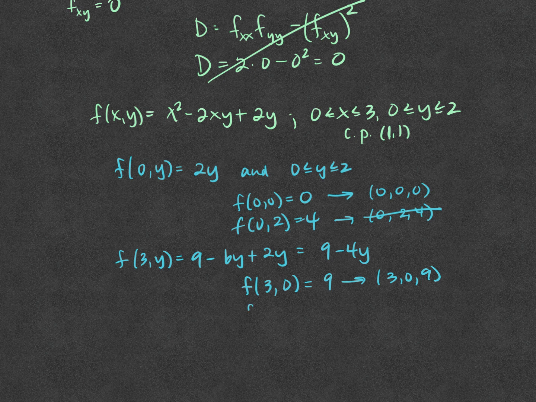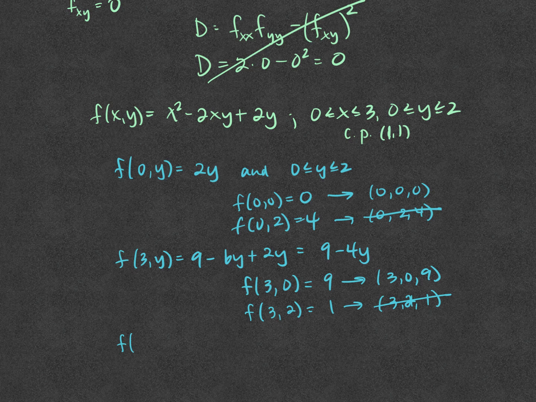So let's say that we have 3 and our maximum y value is 2. So when we plug this in, we have 9 minus 8, which is 1. So we have the point (3, 2, 1). The value is 1, which is between 0 and 9, so we can throw that one out.